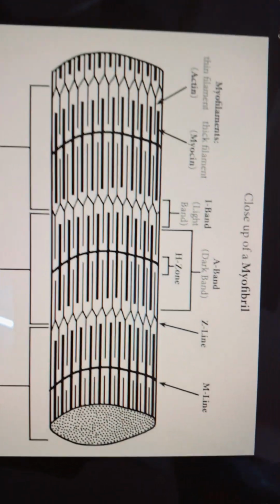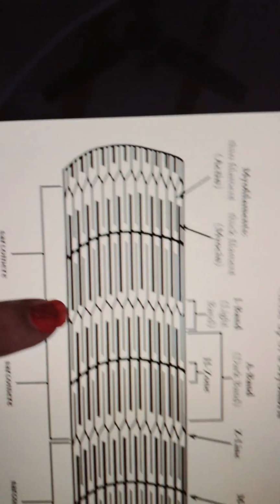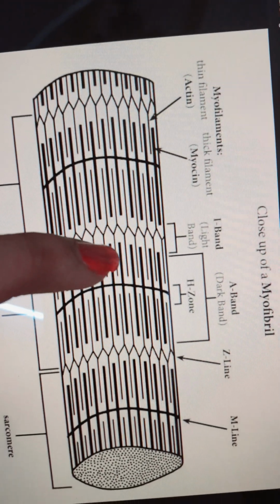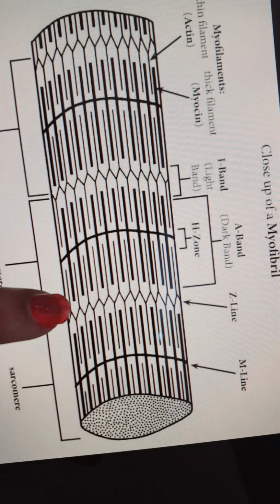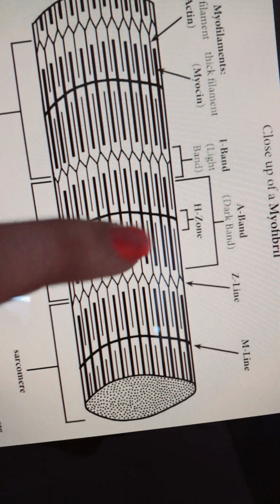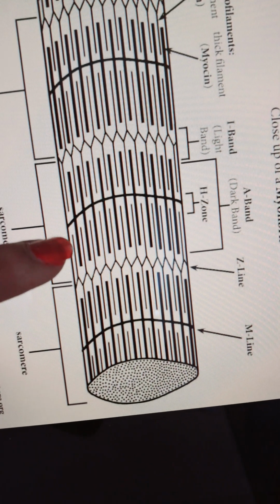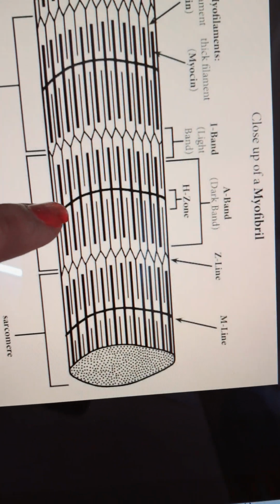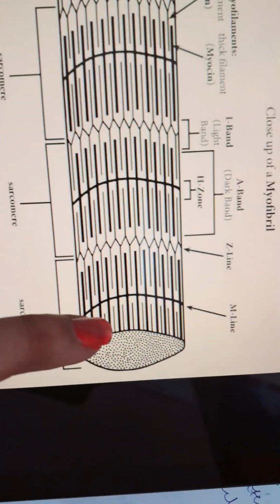Let us see it through a diagram. Dark and light bands, center of I band. This is the I band, light band, and this is the dark band, A band. Center of I band is called Z line, and center of dark A band is called H zone, and the dark M line is seen in the center of H zone.